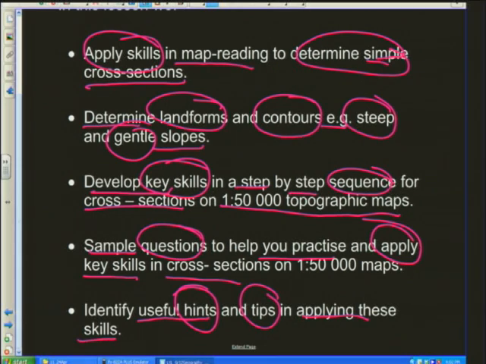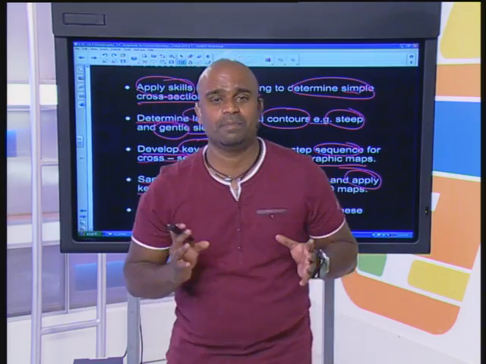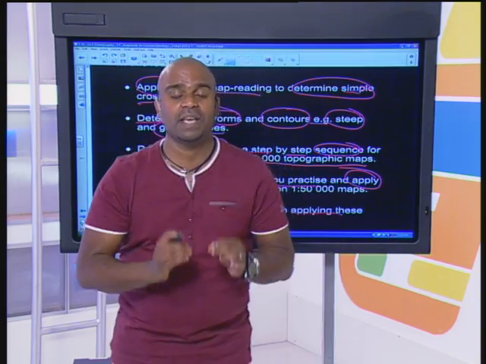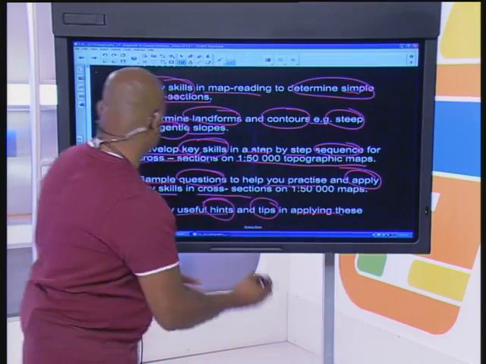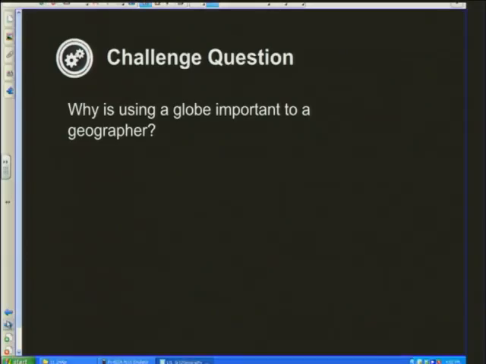Now guys, in order for you to understand cross sections, you must have topographical maps. These form the emphasis of construction in any section of a map. We're going to look at what is a cross section. To understand a cross section, but before we go there, I want you to look at today's challenge question.